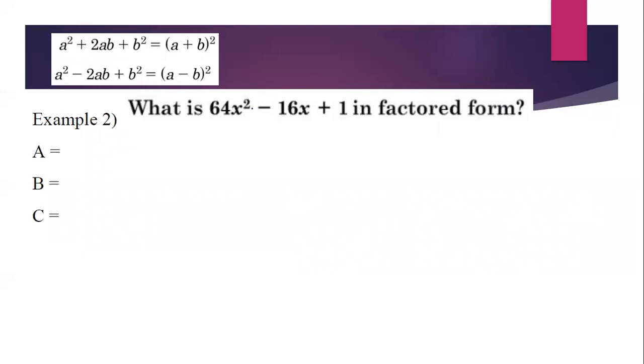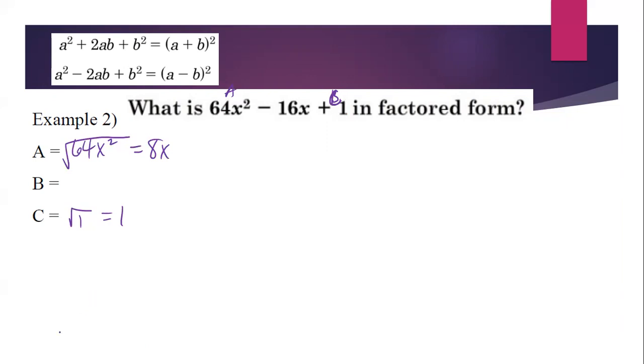So identifying my A and my C, are they perfect squares? Is 64x squared perfect? Yes, 64x squared is perfect. That's because I can take the square root of it and I get what? 8x. Okay. 1 is perfect because I can take the square root of it and I get 1.